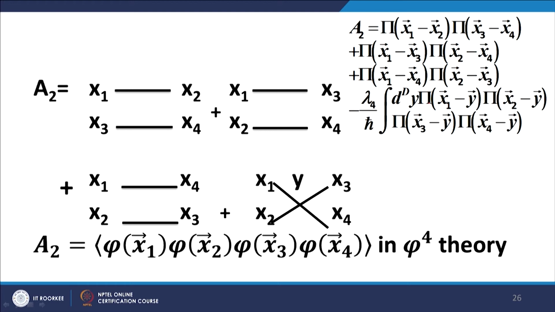So, in the fourth diagram there will be a y integral here because of the existence of the vertex at the point y, and secondly the vertex also evaluates to minus lambda 4 upon h bar.